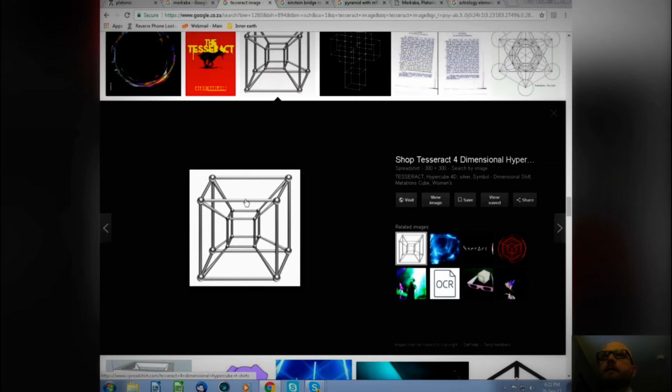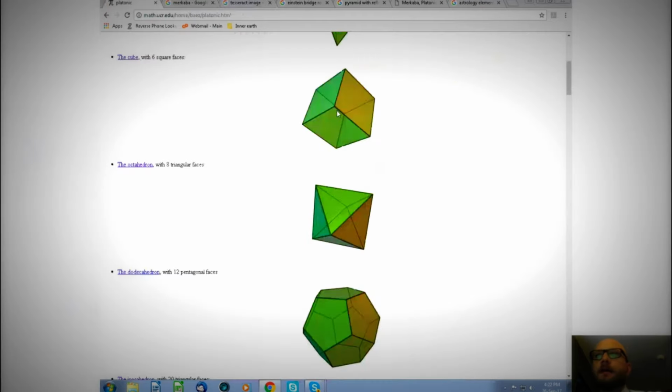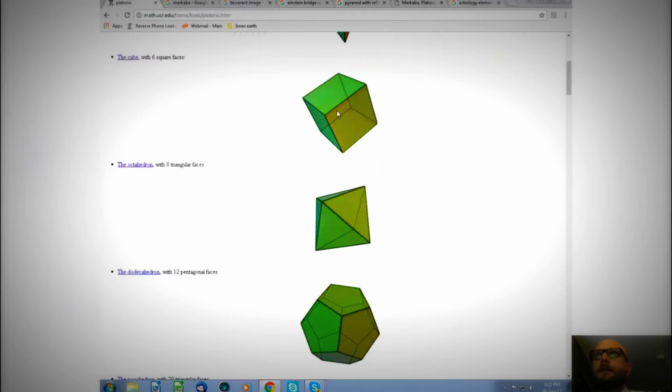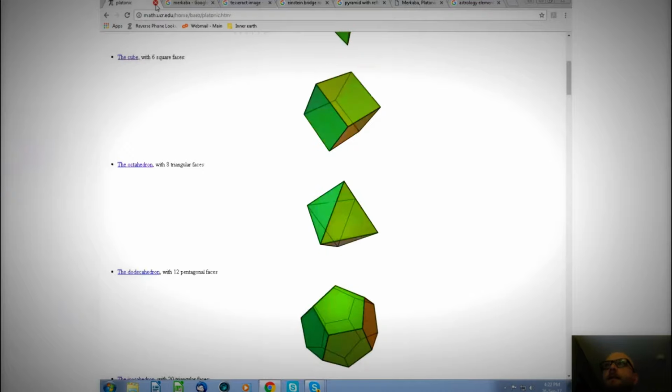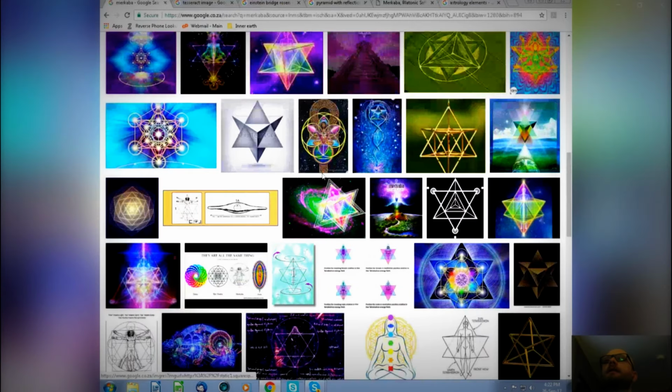Interestingly enough, let's have a look at this. We're going to go back to these Platonic bodies. These are called Platonic solids. We passed the Merkaba or the tetrahedron. Their basic principle: a person sitting inside, one tetrahedron facing up, one tetrahedron facing down, interlaced into each other. That's the tetrahedron, the first of those 5 Platonic solids.